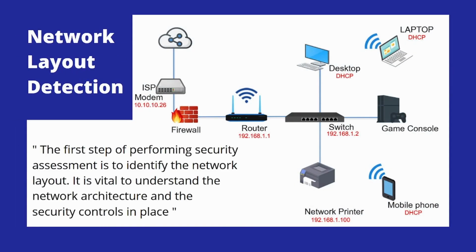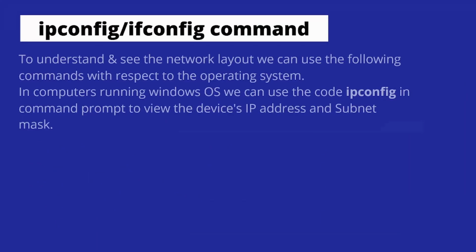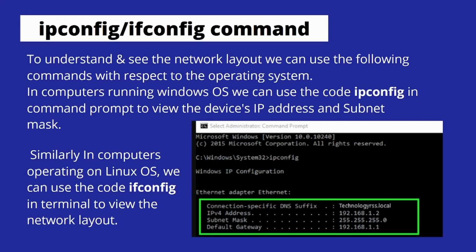Network layout detection. The first step of performing the security assessment is to identify the organizational network layout. It is vital to understand the network architecture and the security controls in place. To do that, we need to understand a few commands.